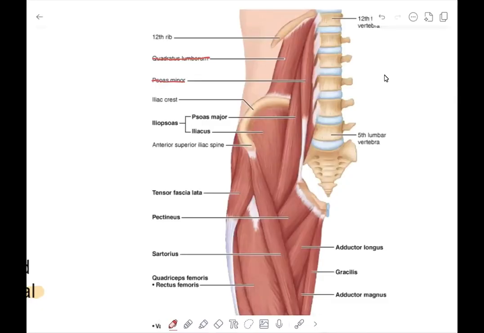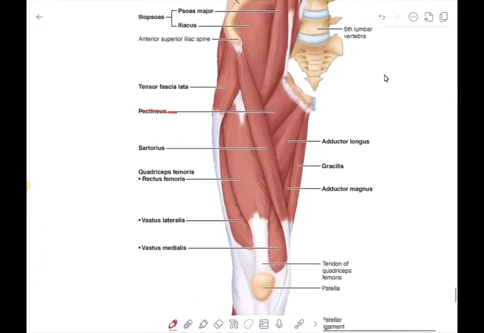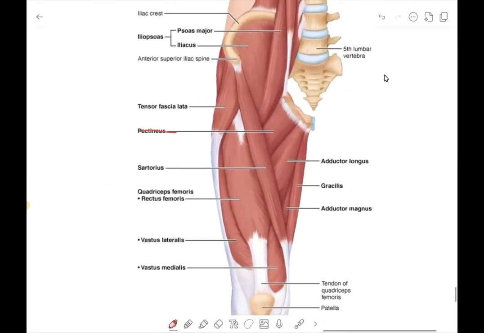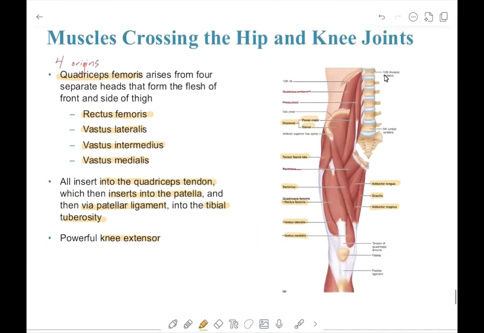Just like the previous slide, remember, you're not responsible for quadratus lumborum, the minor muscles, or pectineus, and you are responsible for the rest of them. The adductor magnus, gracilis, longus, the rectus muscles. We can't see the intermedius on this image, as well as the iliopsoas muscle.